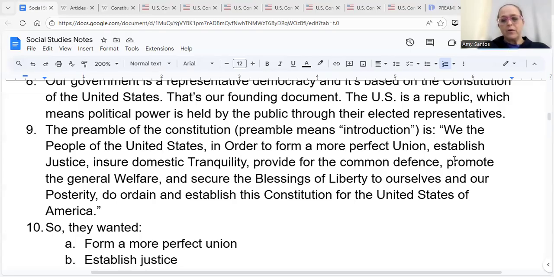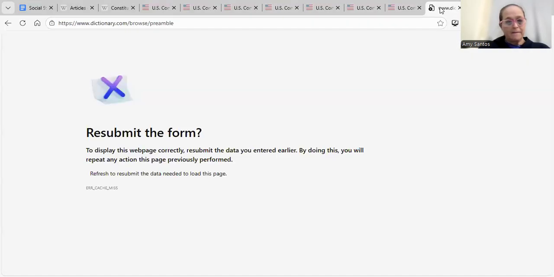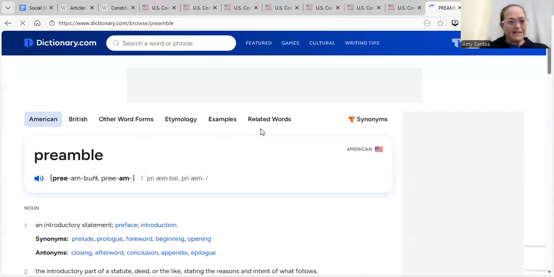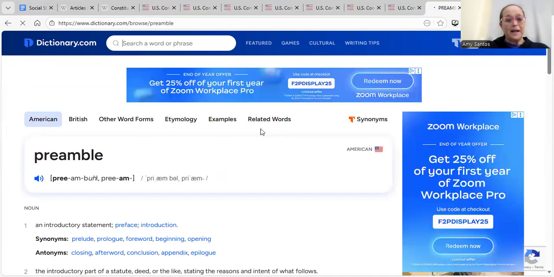I want to go over how to look up words. I will do my best to give definitions of words. If you come across words and you don't recognize them, you are very lucky today because you can just go to dictionary.com and type it in and it will tell you what it means. So I typed in preamble.